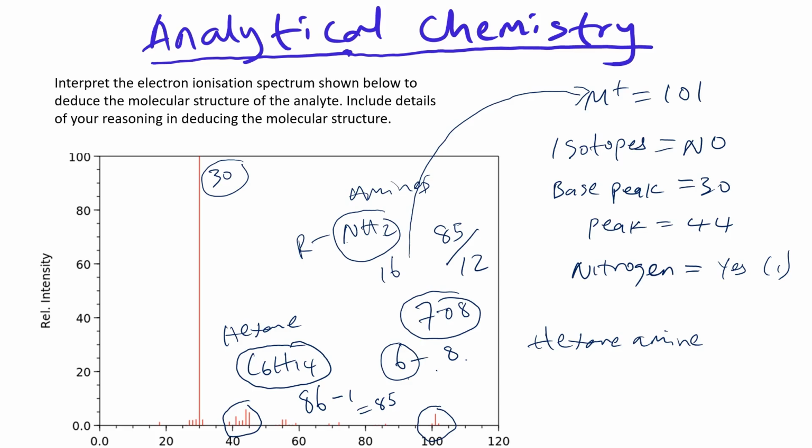Then let's draw the structure of hexane amine. So basically you're going to have CH3, CH2, CH2, CH2, CH, then we can have our amine here, NH2, and then CH3. Okay, 1 2 3 4 5 6. So this is the molecular structure of our analyte. I hope that makes sense.